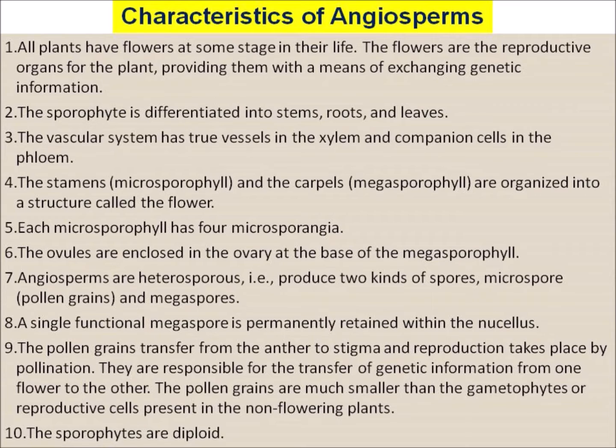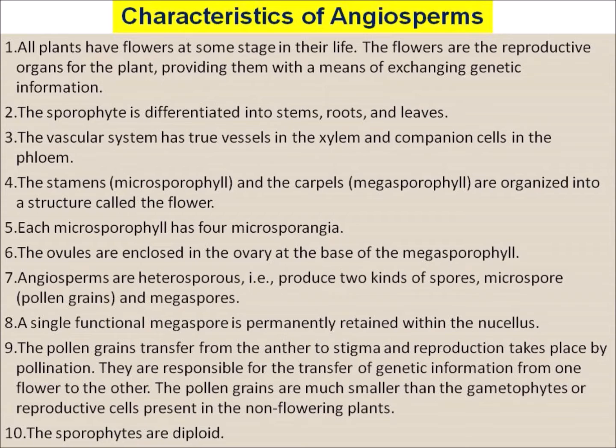Angiosperms have flowers at some stage in their life. Flowers are the reproductive organs of the plant, providing them with a means of exchanging genetic information. The sporophyte is differentiated into stems, roots, and leaves. The vascular system has true vessels in the xylem and companion cells in the phloem. The stamens, otherwise called microsporophylls, and the carpels, called megasporophylls, are organized into a structure called the flower.